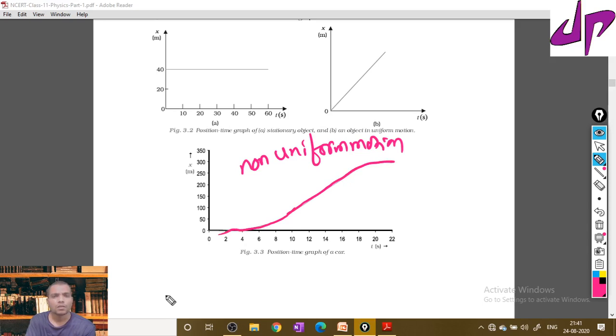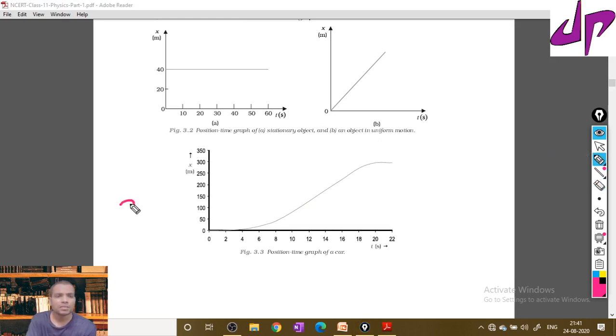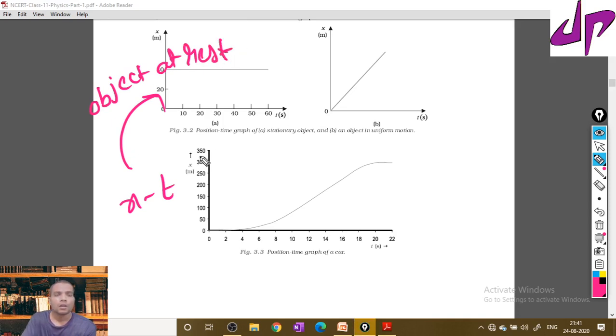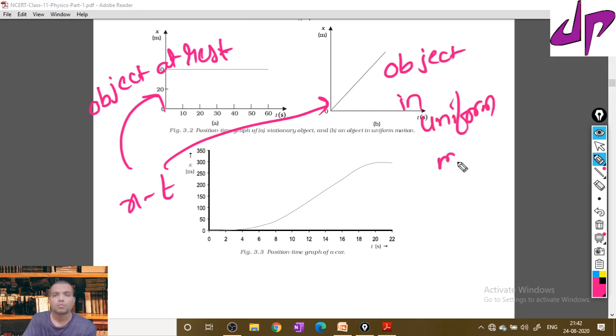So these are the three different kinds of graphs we represent for position versus time. This one is for an object at rest, this one is the position-time graph for an object in uniform motion, and the third one is for non-uniform motion.